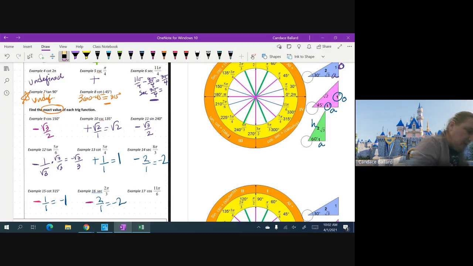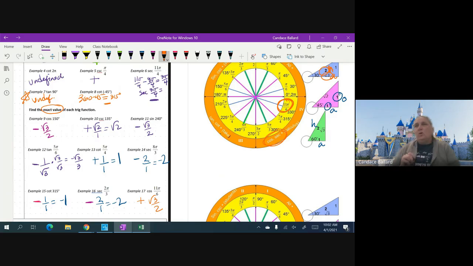All right, last one. 11 pi over 6. So I'm in quadrant 4. Cosine in quadrant 4 is allowed to be positive. And then we're on the blue reference triangle. The blue reference triangle gives me for cosine adjacent over hypotenuse. There we go. So I'm going to get square root of 3 over 2.